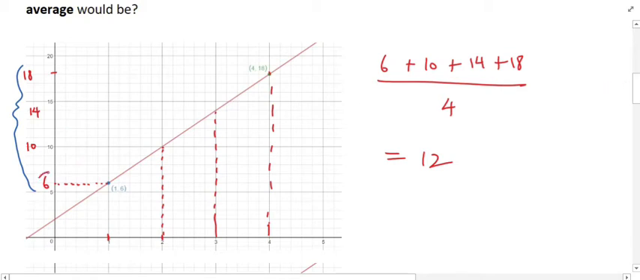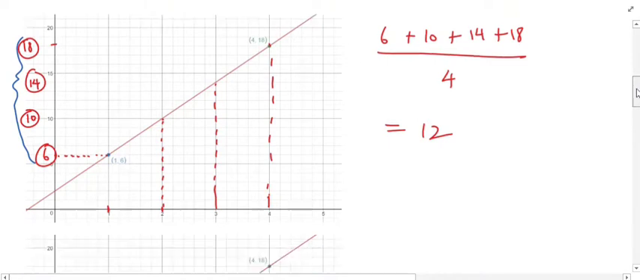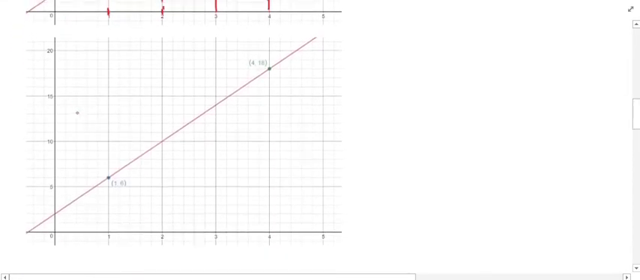But we only used 4 values, 1, 2, 3, 4. So it's only an estimate at this stage. What if we were to use more values of the function? So I might stick with these ones. So here, here, here, and here. So that is 18, 14, 10, and 6. And then what if I also said, I wonder what happens at, say, 1.5 and 2.5 and 3.5. Let's get some more values of the function.